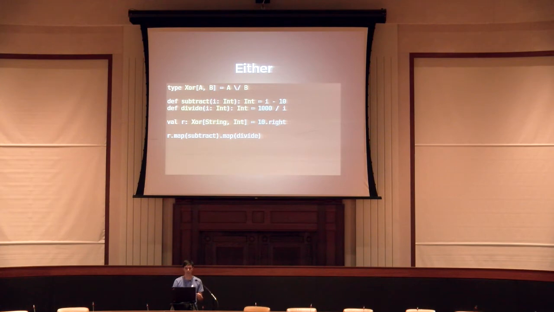And so our first function is subtract, right? We're going to do 10 minus 10. We're going to get 0. Then we're going to pass it into the divide. And we're going to get a division by 0 error. Right. So we probably don't want that.